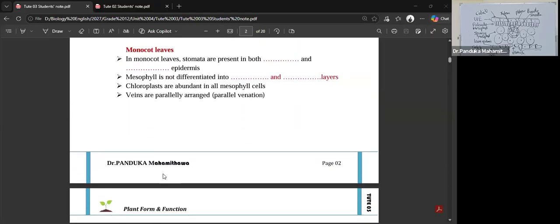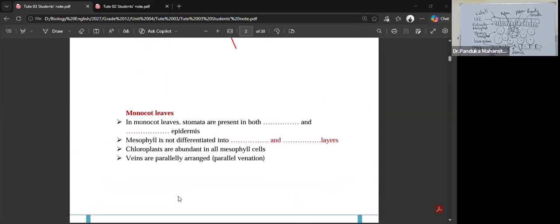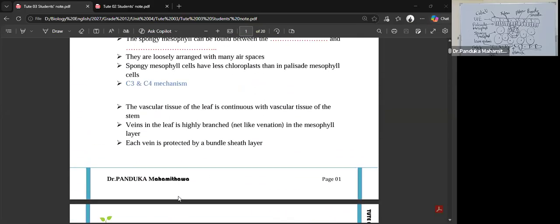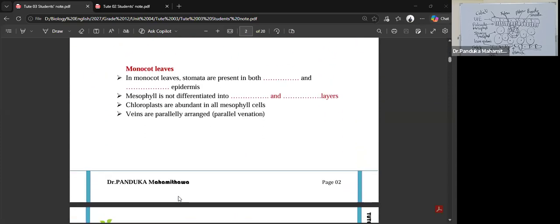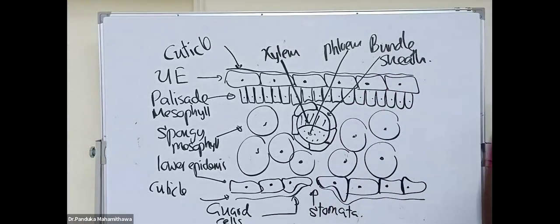Okay, right. Then the monocot leaves. So we discussed this thing, right? We'll complete the note in the monocot leaves. Before that, look at the screen. I'll quickly show you what the differences are in the monocot leaves.